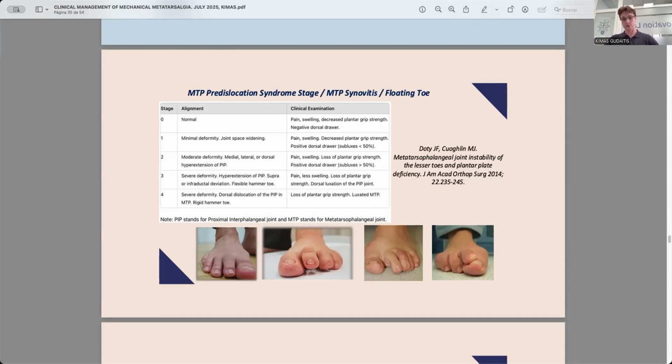What the scientific literature clearly shows is that the earlier the diagnosis and the more we manage to keep the toe in plantar flexion using taping techniques or orthopedic devices like the Fixtoe, the better the prognosis and the slower the progression of the deformity.